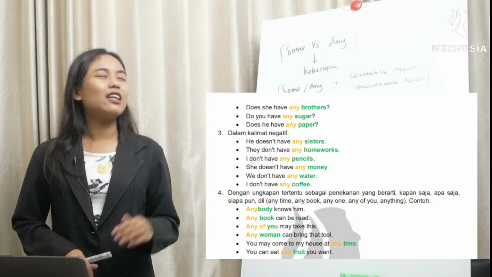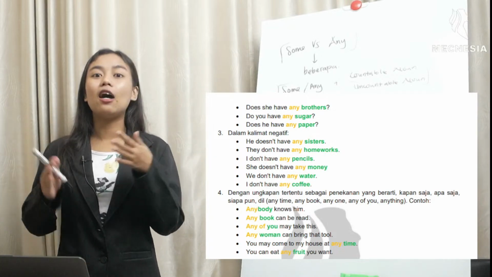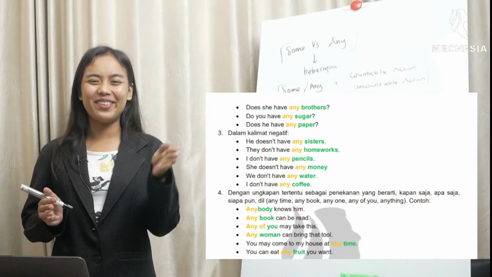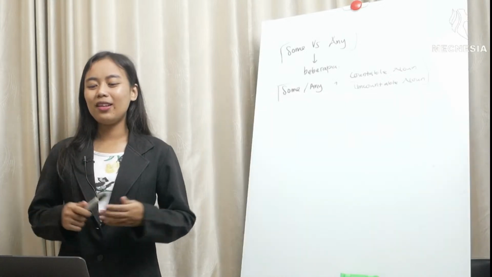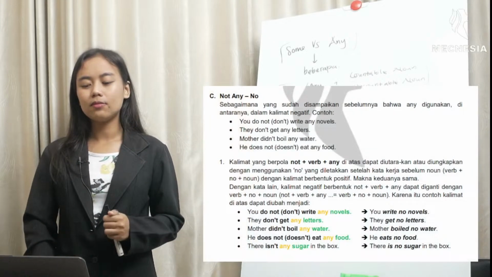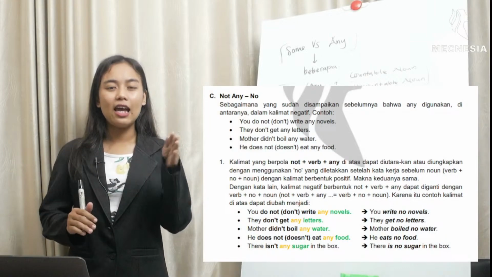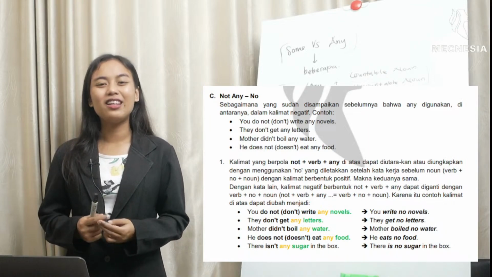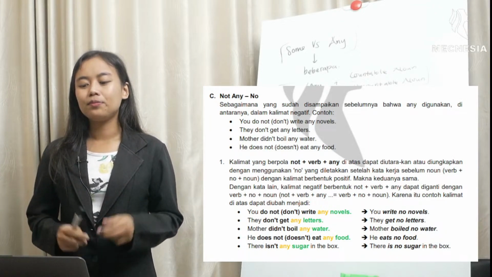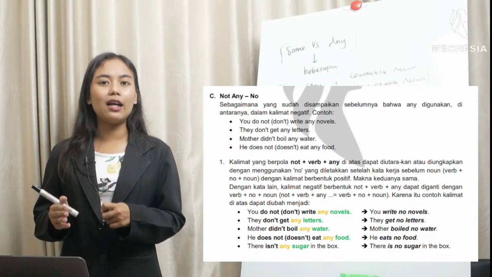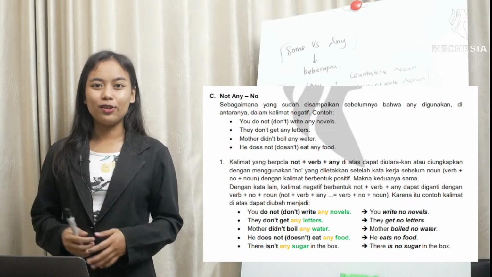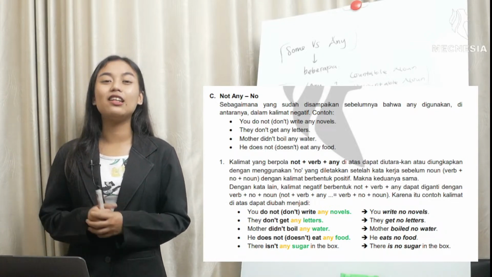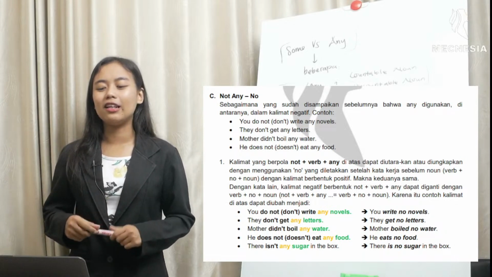Okay, next kita udah ngomongin some and any. Gak afdol rasanya kalau kita nggak ngomongin not any atau no. Well, you can see it in your screen. Seperti yang kita udah bahas tadi, any itu selalu digunakan dalam kalimat negatif ataupun interrogatif. Di sini, not any juga hanya bisa digunakan dalam kalimat negatif. For example, untuk contohnya, let's see it on your screen, mari perhatikan di layar.